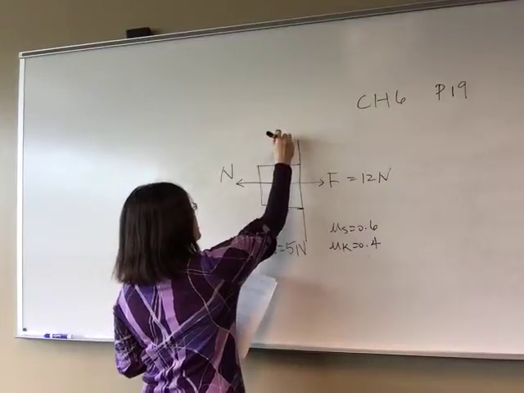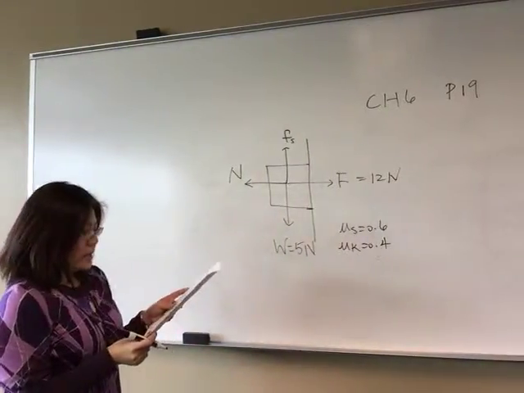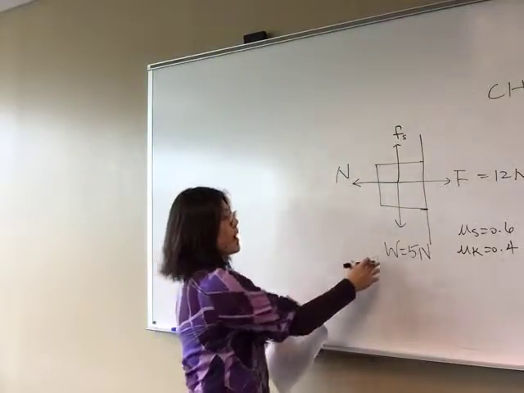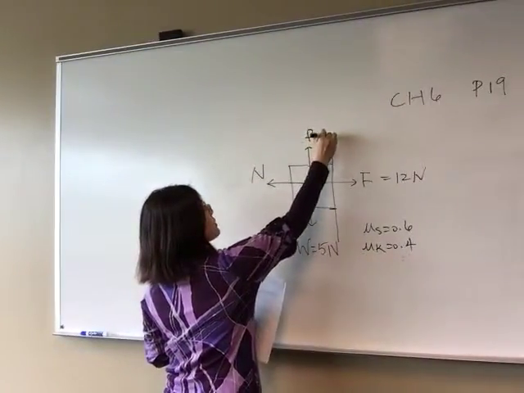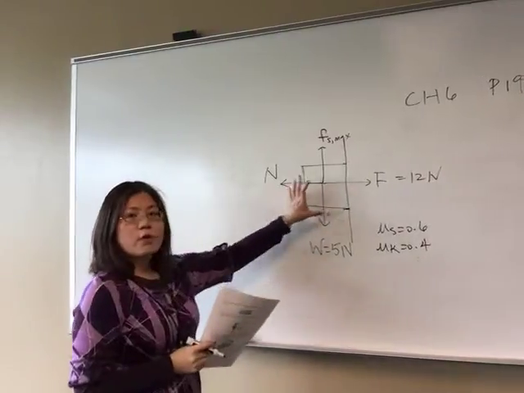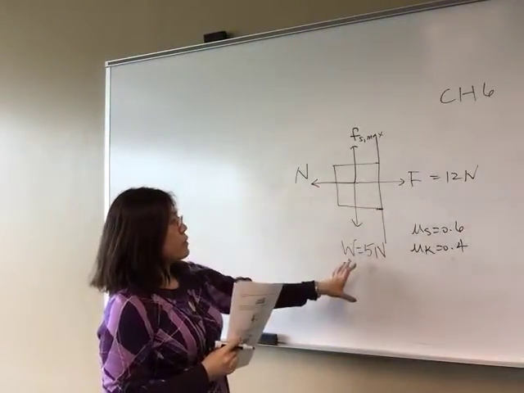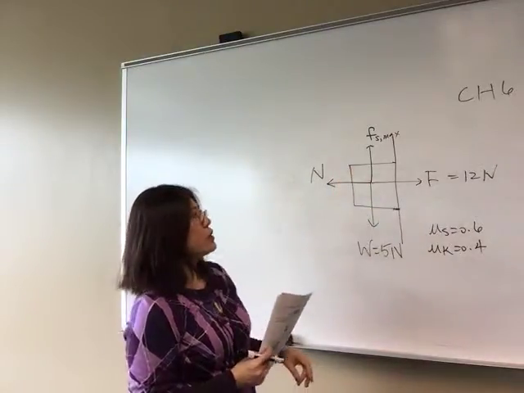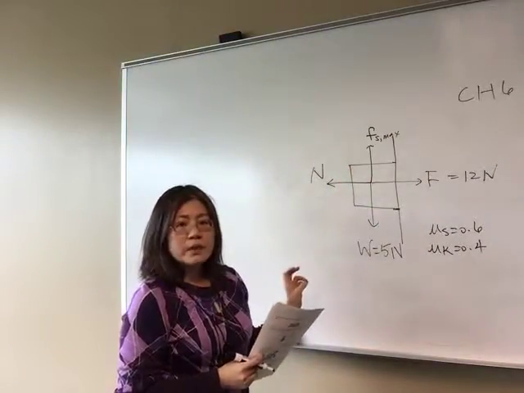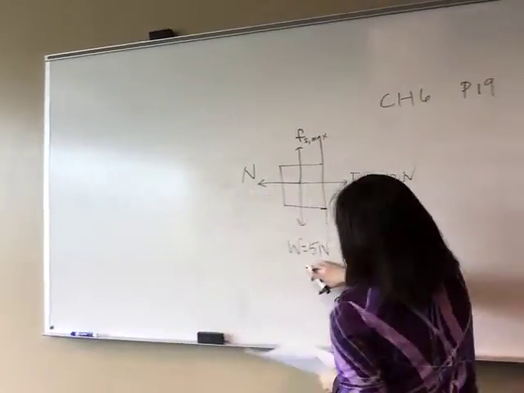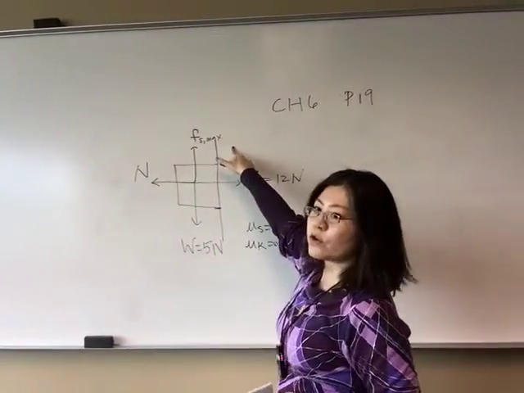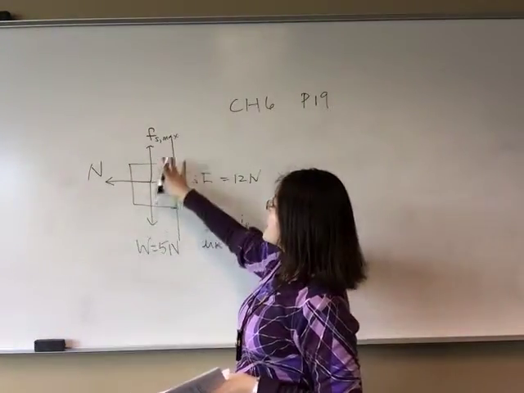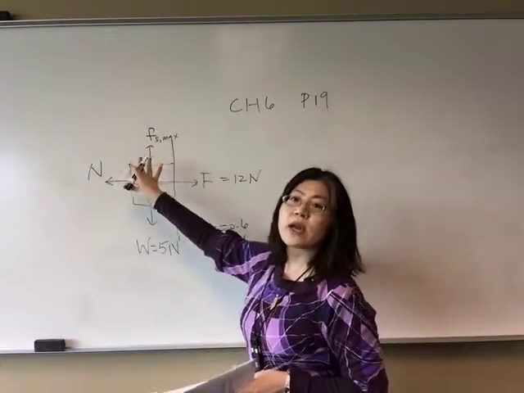Okay. So the question is, would the weight be greater than the maximum static friction? Because in order for this to move, the weight has to be greater than the maximum static friction. So we need to find out what the maximum static friction is, and then see if the weight is greater than it. If the weight is greater than the maximum static friction, then of course it will move. If the weight is still less than the maximum static friction, then it will stay there.